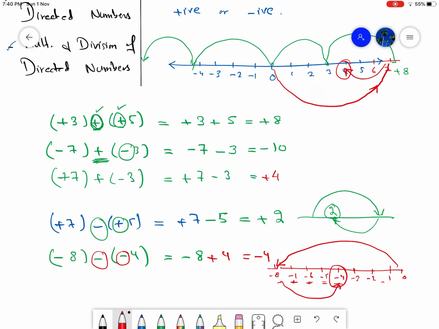In the next session, in the next video lecture, I will discuss and explain multiplication and division of directed numbers, and this will also be your task for today.